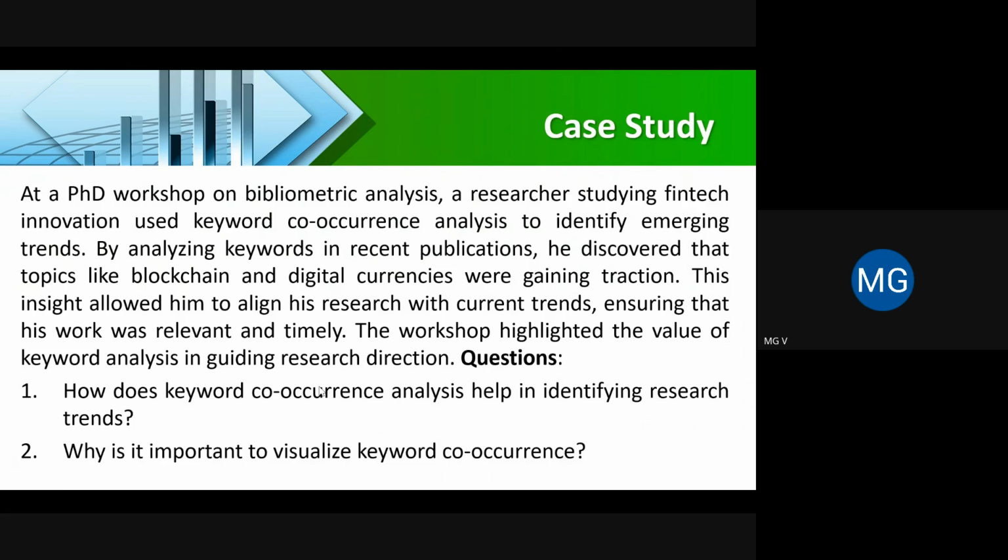Okay. So a researcher studying fintech innovation, now what I am trying to do here, using different caselets, using different examples, I am trying to give you various dimensions for research, various topics that we can explore. So a researcher studying fintech innovation used co-occurrence analysis to identify emerging trends. By analyzing keywords in recent publications, he discovered that topics like blockchain and digital currencies were gaining traction. This insight allowed him to align his research with current trends, ensuring his work was relevant and timely. Right?